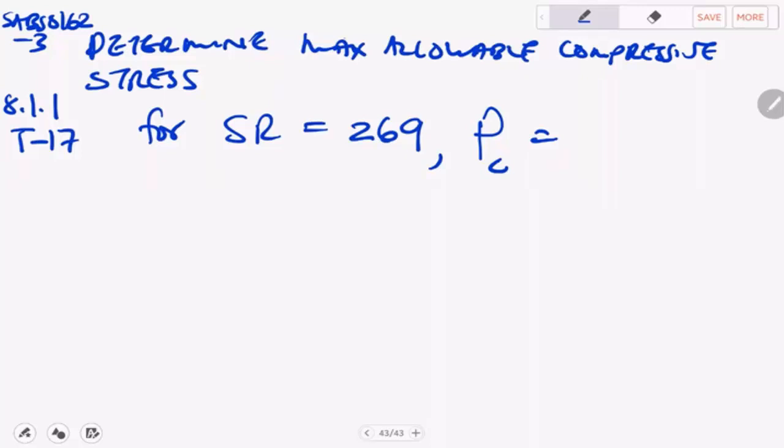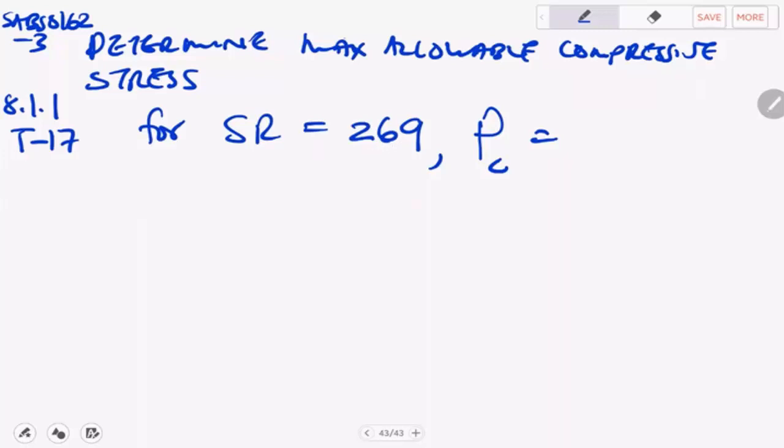So let's go to 200. In column 1, 230 is the last number, and we want to go to 260. Going to 250, then from 250 to 300. We don't really have a value tabulated for 269, so we're going to need to do a linear interpolation.